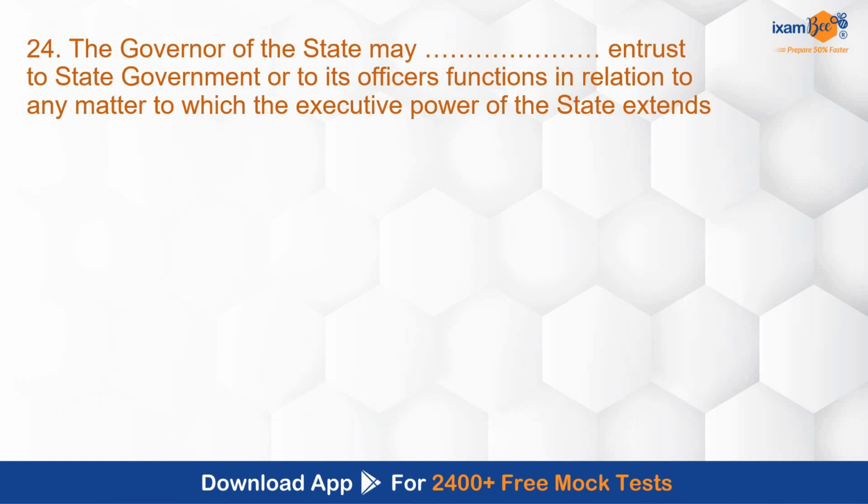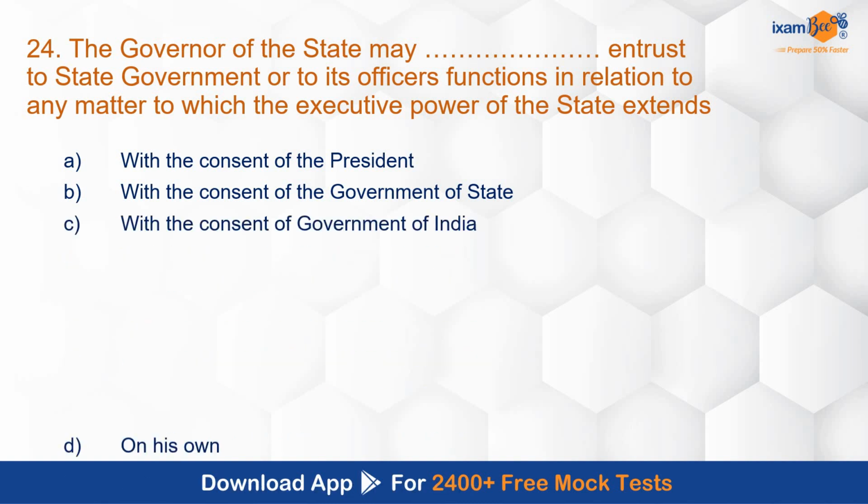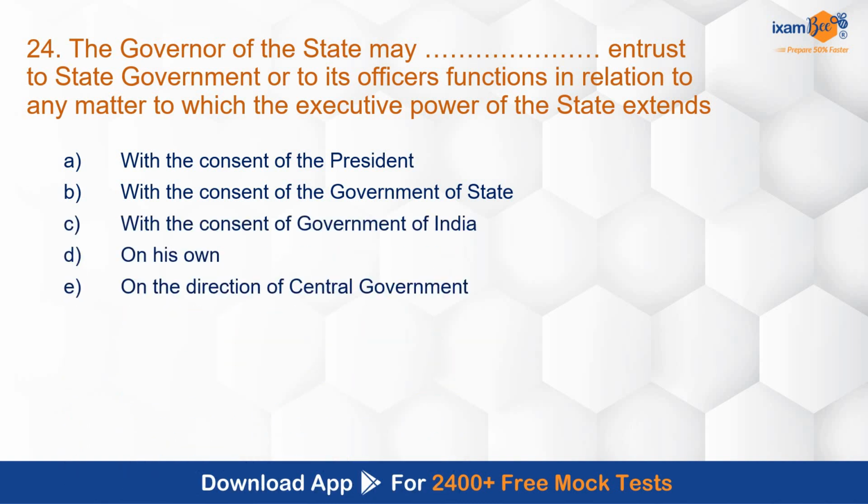Question number 24. The governor of any state may dash entrust to the state government or to its officers functions in relation to any matter to which the executive power of the state extends. Options are with the consent of president, without the consent of government of state, with the consent of government of India, on his own, on the direction of central government. Correct answer here is C, with the consent of government of India.